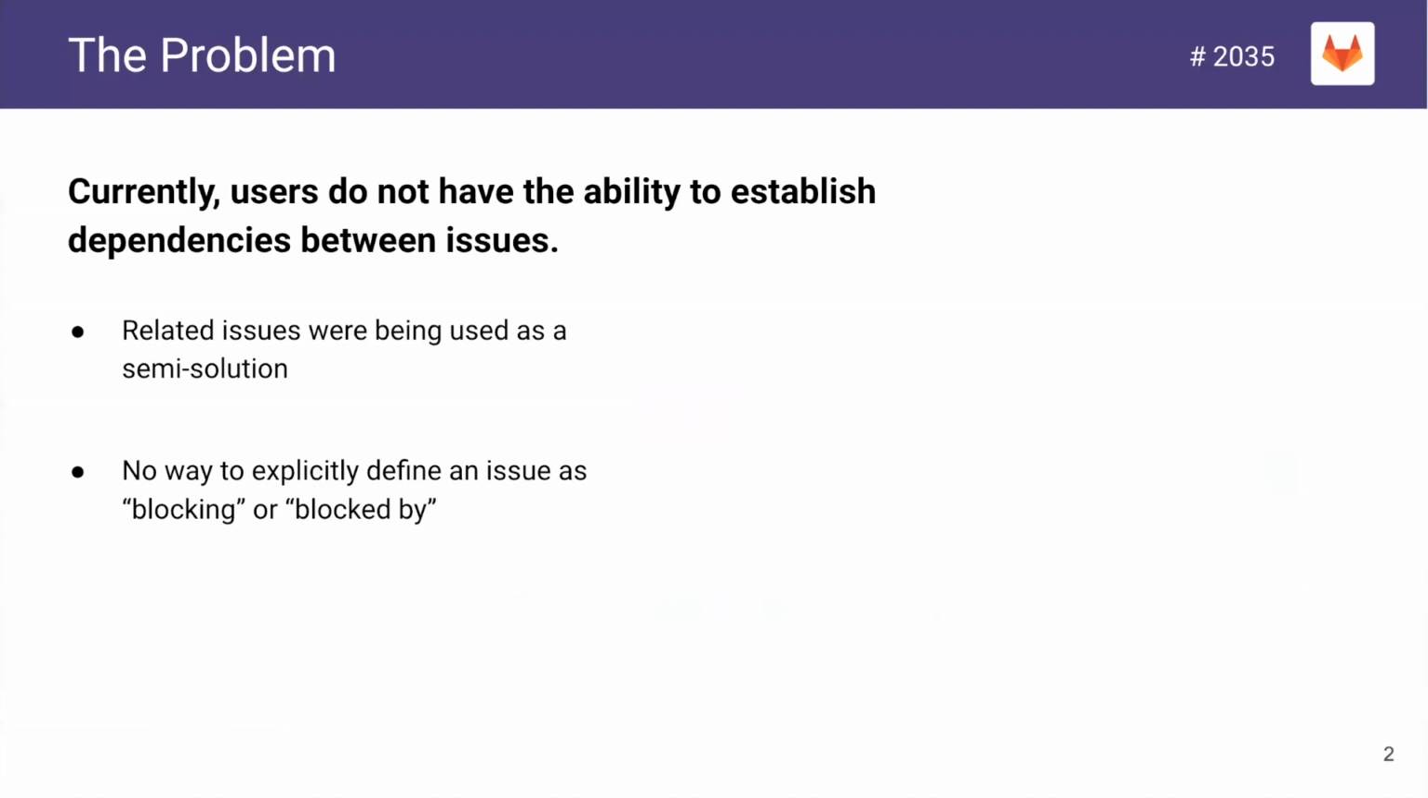So let's start with the problem. Currently, our users do not have the ability to establish dependencies between issues. They can mark issues as related, and as a result, many have been using this as a semi-solution to attempt to address this need. One of the primary reasons for this need is that there is no way currently for them to explicitly mark an issue as either blocking another issue or blocked by another issue. And this is something that's been highly sought after.